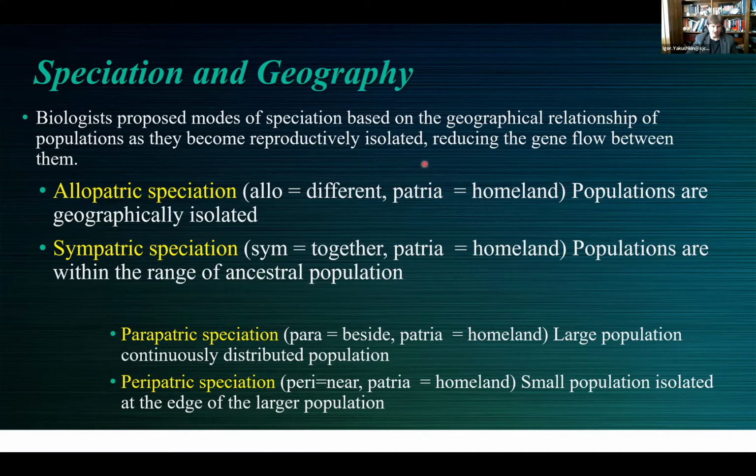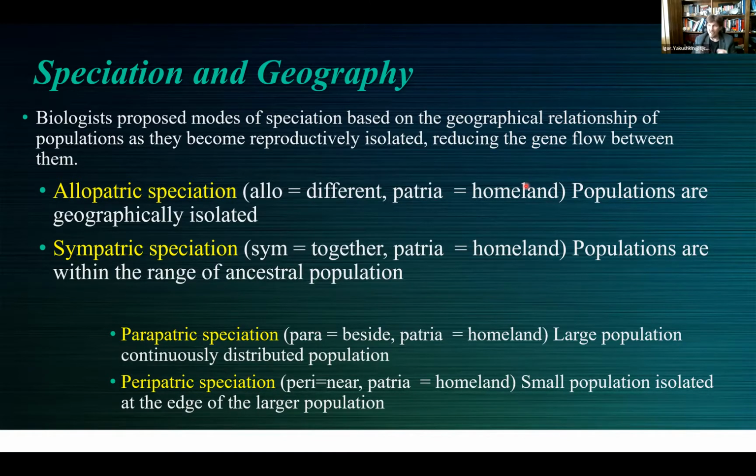Отчизна in Russian. Отечество, father. So in this particular case, allopatric speciation. Remember we were talking about the camels and the llamas. They started in North America, split, and now they evolved in the different homelands in Asia and South America. Populations are geographically isolated. Therefore, that's known as allopatric speciation.